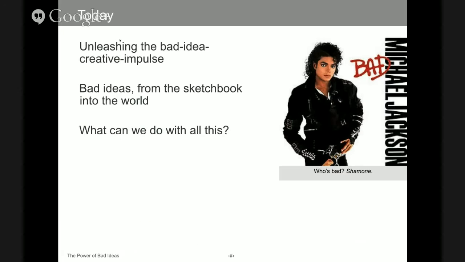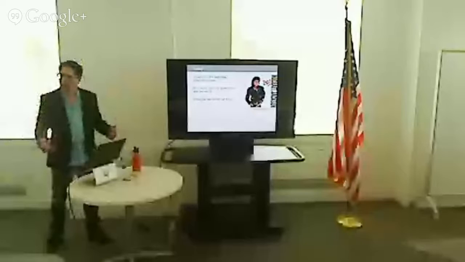Today is about the bad idea, and I'm talking about there's a creative impulse around bad ideas that I want to talk about. It's really more a process discussion. How do we tap into what bad ideas are, and let's see what happens with bad ideas when they leave the sketchbook and find their way into the world. And God, I can't believe I'm going to say this. What happens next may surprise you. All right, everyone just walked out of the room. And then why are we talking about this? What's the application of this?